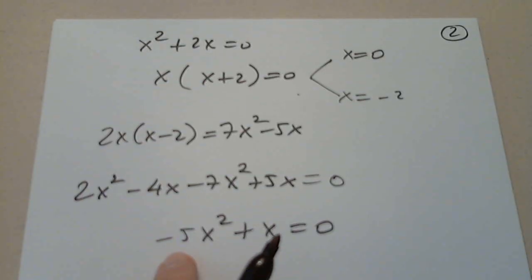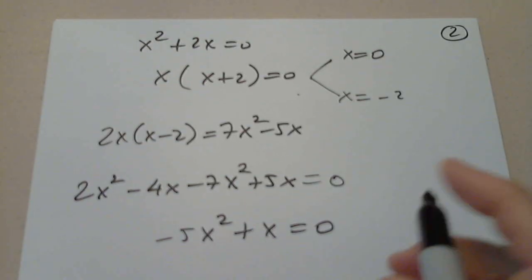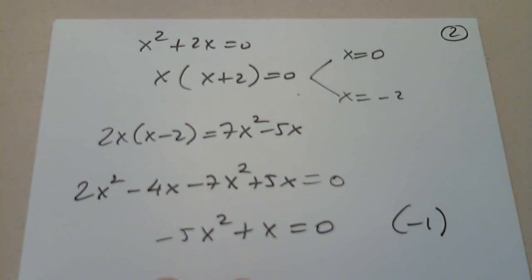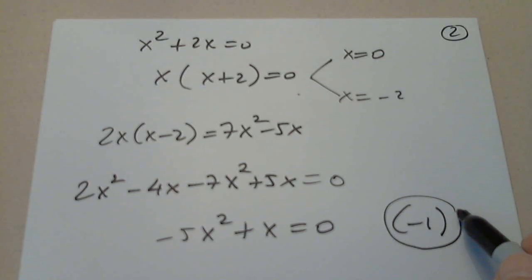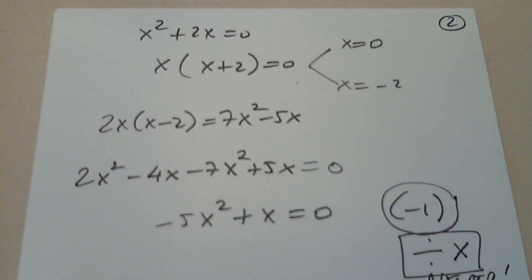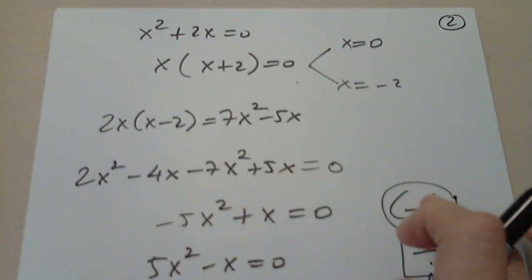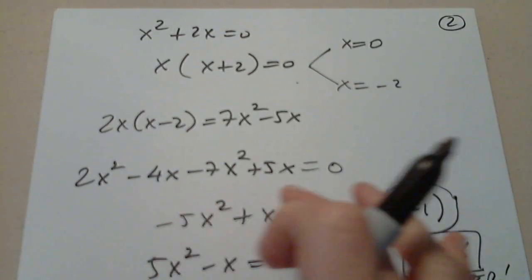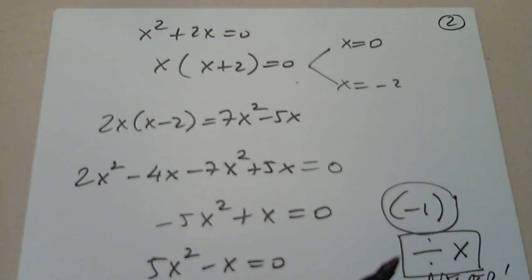I refuse to solve an equation with a negative leading coefficient. So I will multiply. This is not factoring. I'm solving an equation, so I am allowed to multiply or divide by -1. I am not allowed to divide or multiply by x. This is not possible. Never. But dividing both sides by -1, it's fine. So I have 5x² - x = 0. This times -1, this times -1, this times -1. And now I made my life easier.